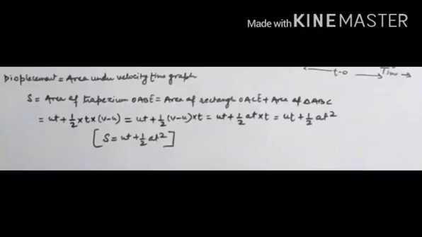S is equal to UT plus half AT square is the second equation of motion, and this is how we represent the second equation by the graphical method.